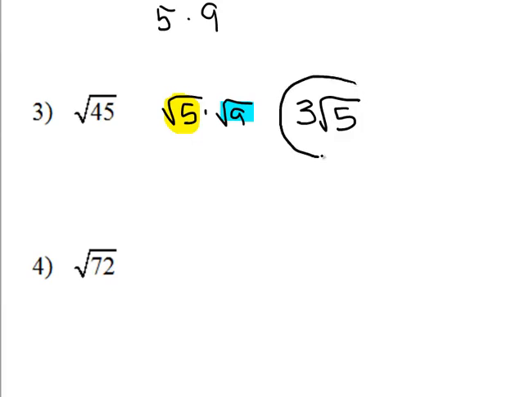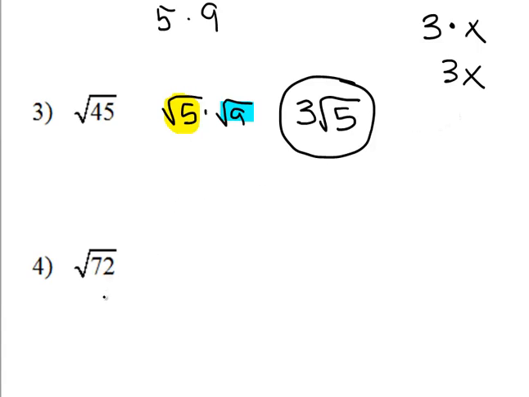And remember, we're going to put them both together, no little signs in between, because as a side note, we handle radicals the same way we would handle variables. You wouldn't write this, you would write this.